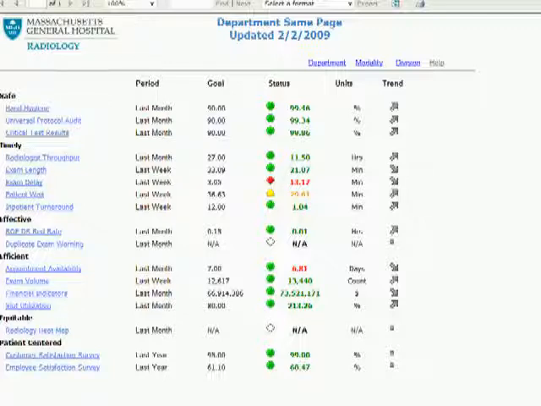So under safety, they measured hand hygiene, UPA, critical test results. Under timeliness, they measured radiology throughput, exam length, exam delay, etc. And all of these metrics came from various systems in their organization.